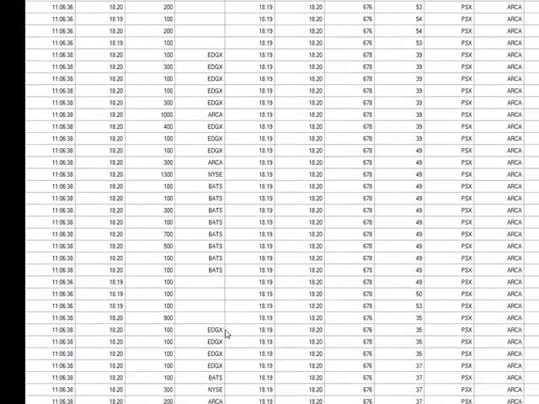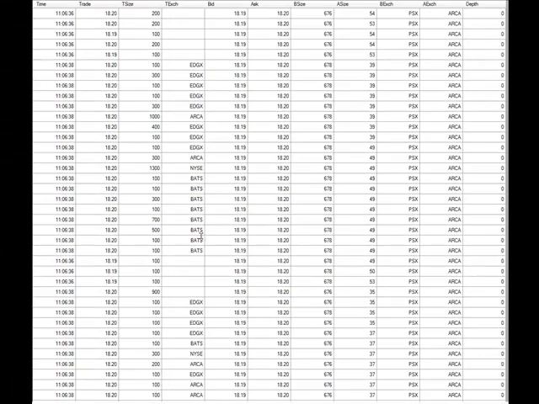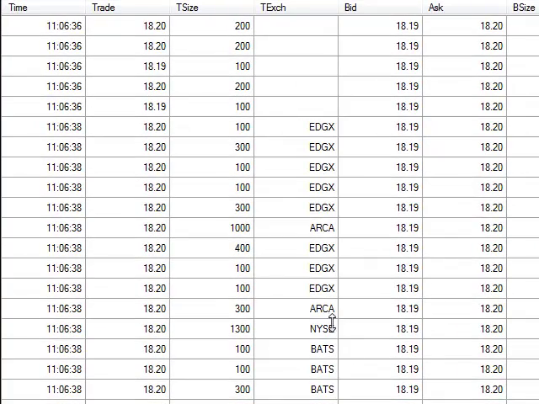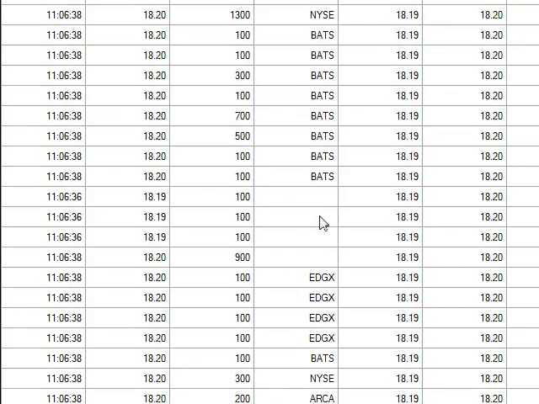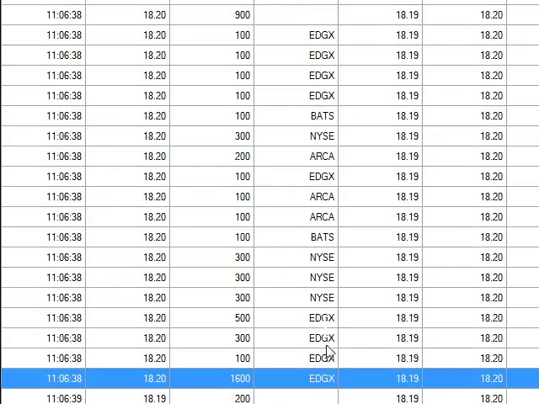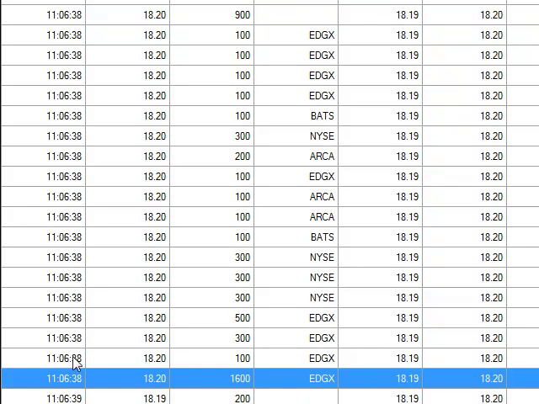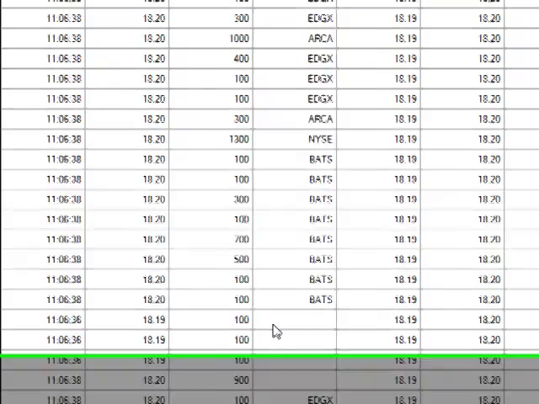And when you look at the networks or the ECNs that they're on, the gateways: Edge, Arca, NYSE, BATS, this could be somebody who's making a big trade out of a system based upon the timestamp and the networks they use.